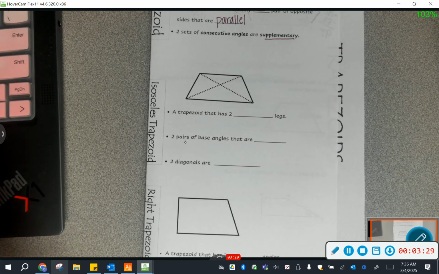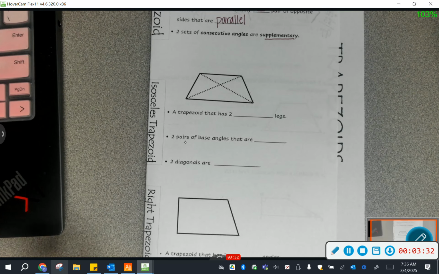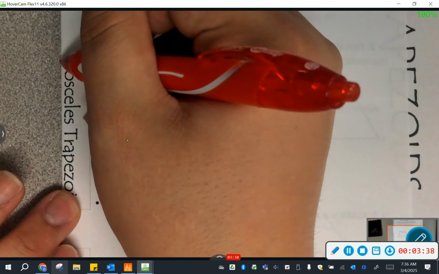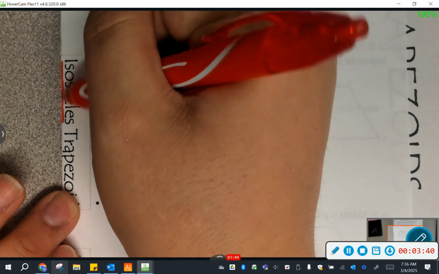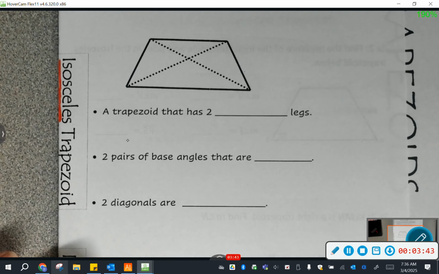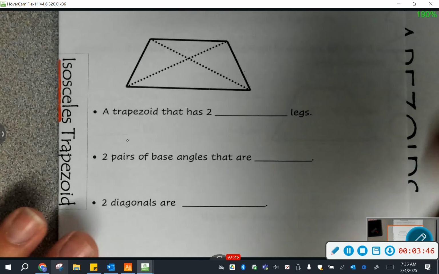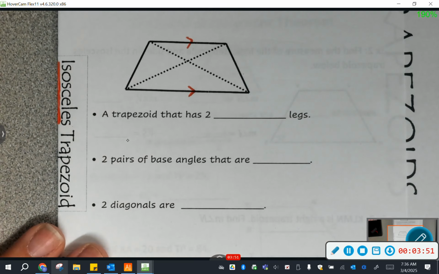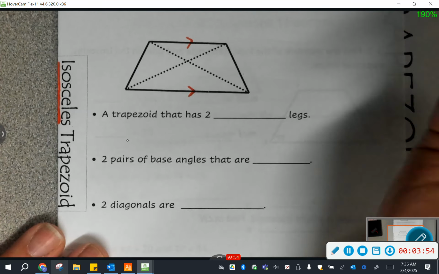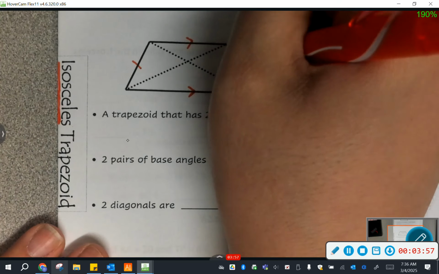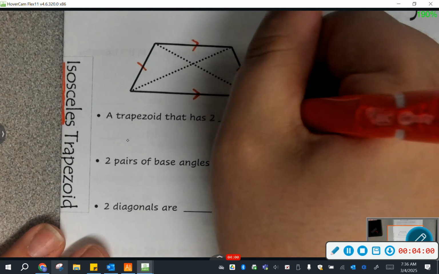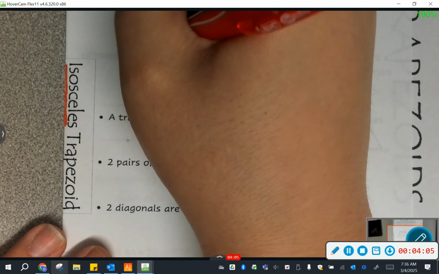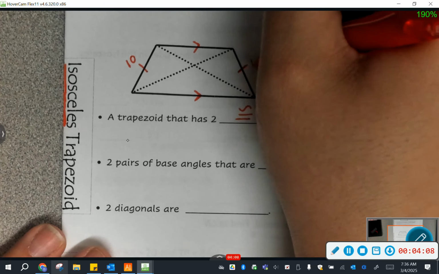There are some special trapezoids. We like these. These are the easier ones. The first one is isosceles. Whenever we have triangles, what does isosceles mean for a triangle? 2 sides are the same. That's the same thing for isosceles trapezoids. These sides are parallel. Remember that little arrow means they're parallel. They will never touch if you keep going. But for an isosceles, these sides are the same. So a trapezoid that has 2 congruent legs. So if this side is 10, what's this side? 10.